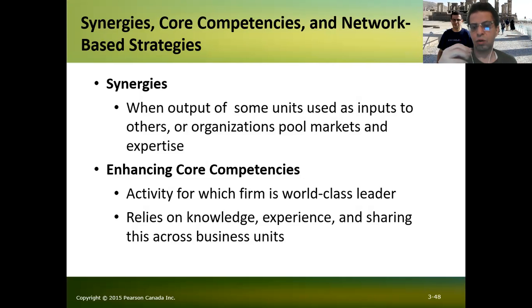And enhancing the core competencies is an activity for which the firm is a world-class leader, relying on knowledge, experience, and sharing across. The thing that you need to look at when you're an organization is: what are your core competencies? First of all, what's your bread and butter? And what is your core competency? And how do you keep it enhanced and strong in that field?